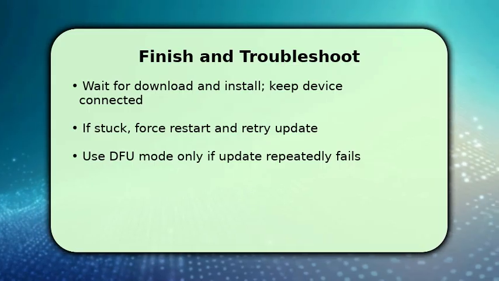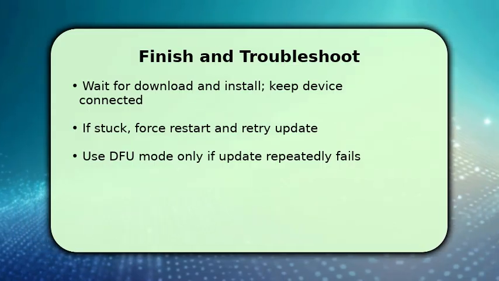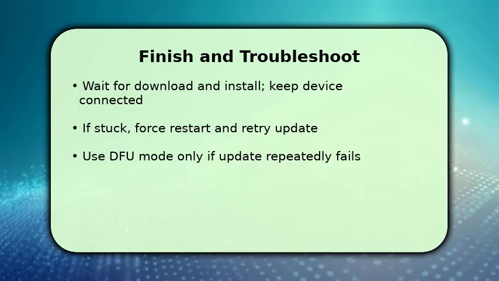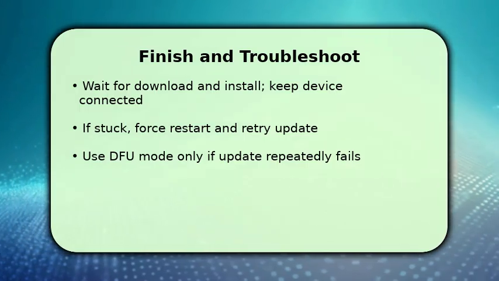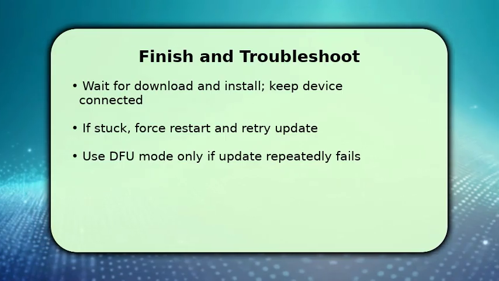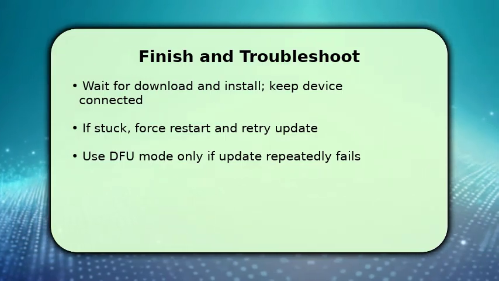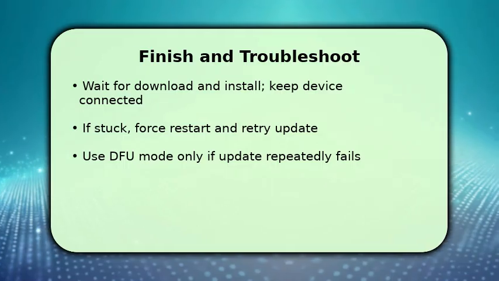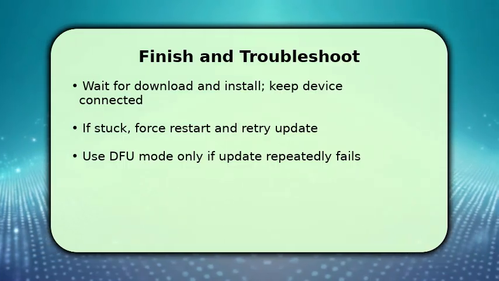If the update stalls or iTunes shows errors, force restart the iPhone and attempt the update again. This clears temporary glitches. If errors persist, enter DFU mode and reinstall firmware with iTunes as a last resort, because DFU restores the system but can be more complex.